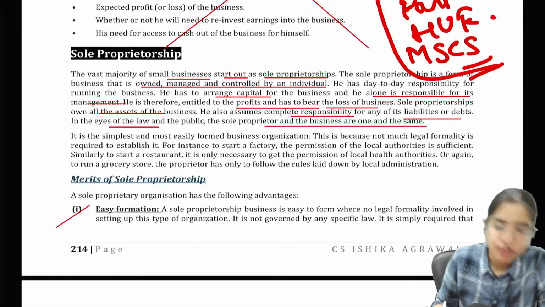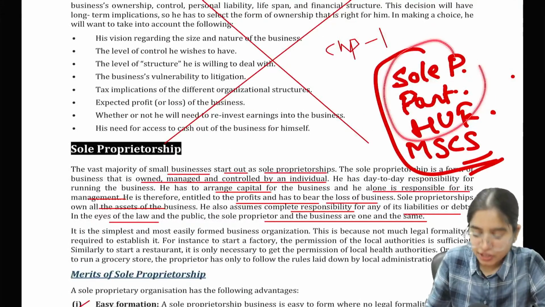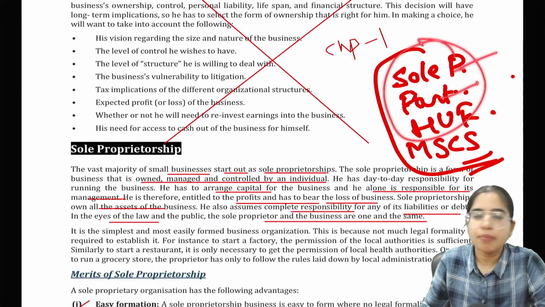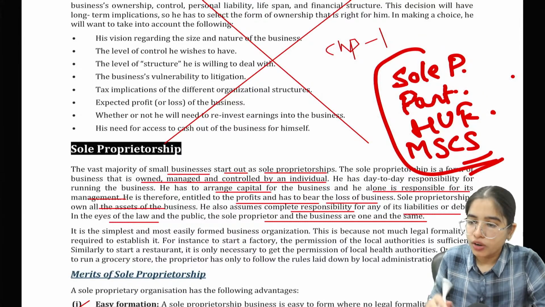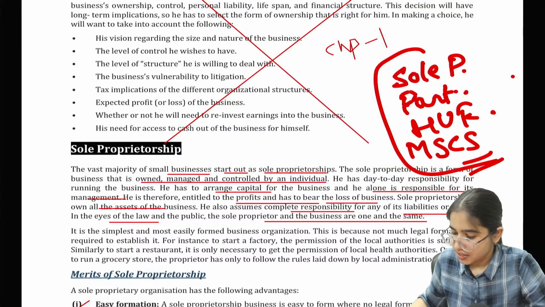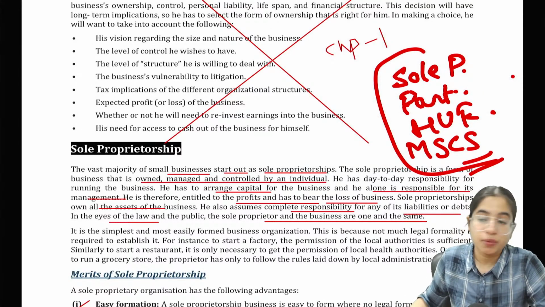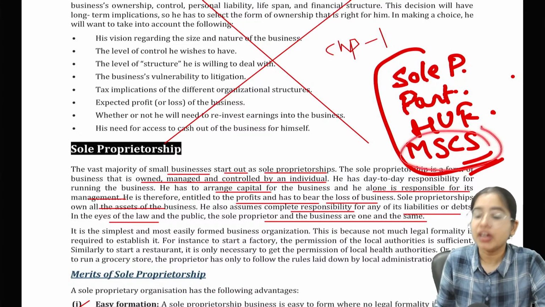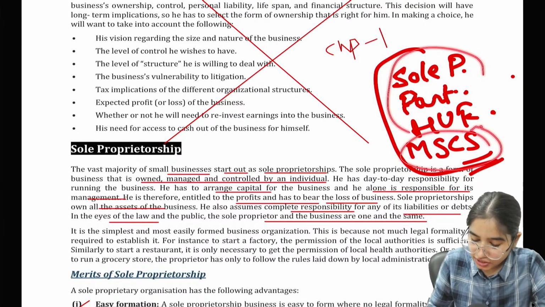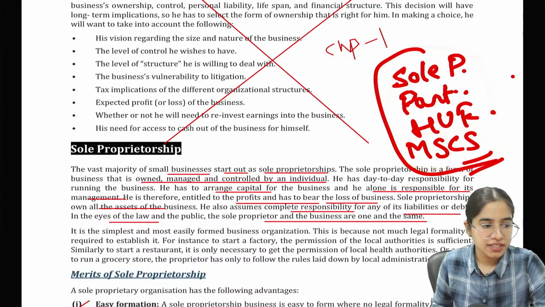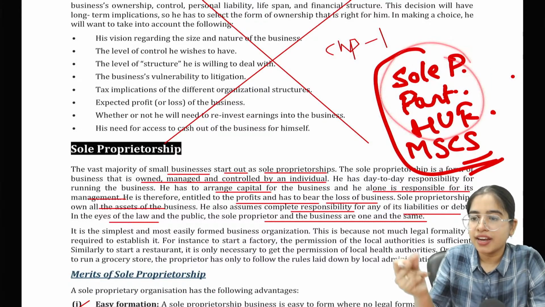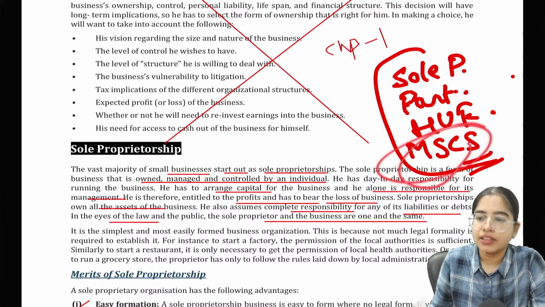And trust me, this is a very easy chapter. Basically, these 3 topics are laddu. Sole proprietorship, partnership, and HUF are laddu. The only difficult topic is MSCS, multi-state cooperative society. This is a bit difficult topic. Otherwise, all the other 3 topics are very easy. So these 3 topics will be done in seconds. We will take time in this MSCS.